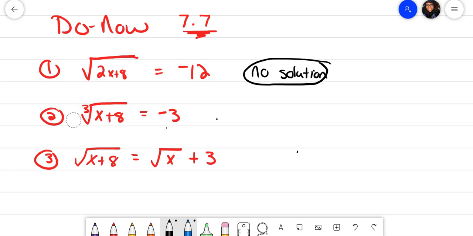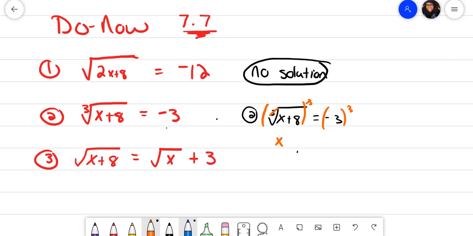I'm actually just going to rewrite it. For number two, we have the cube root of x plus 8 equals negative 3. We'll start off by taking both sides to the third power. Since it's a cube root, we take both to the third power, and the cube root and the cube cancel out. So it's just x plus 8, and negative 3 to the third power is negative 27.